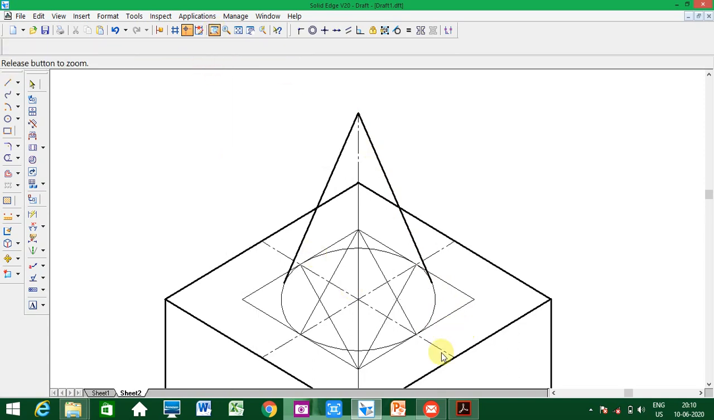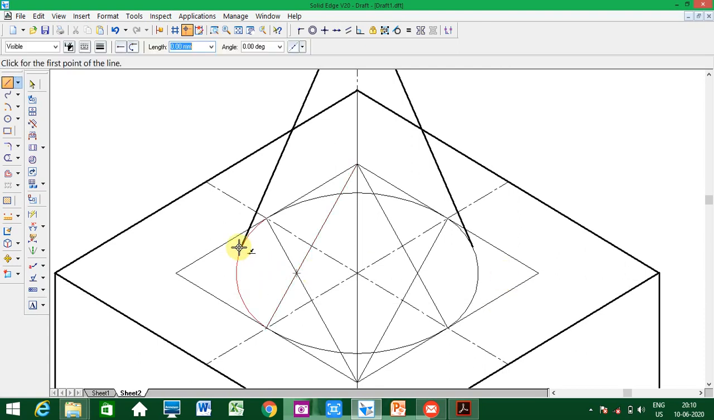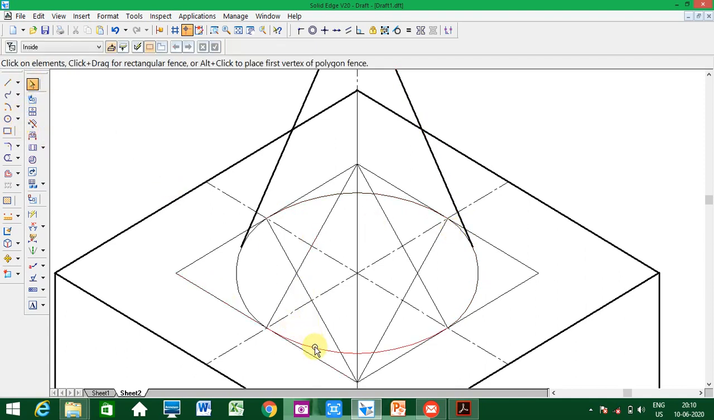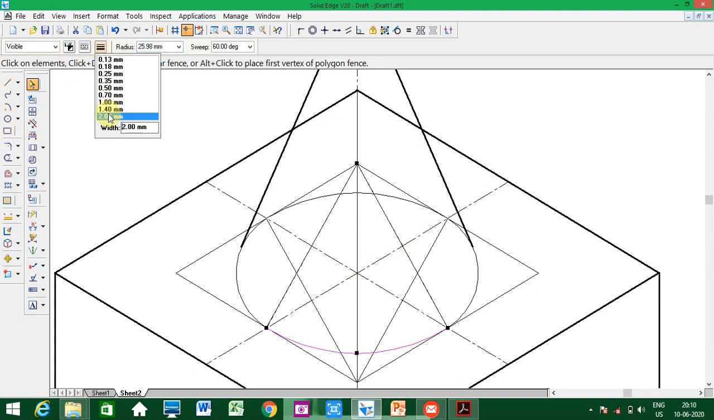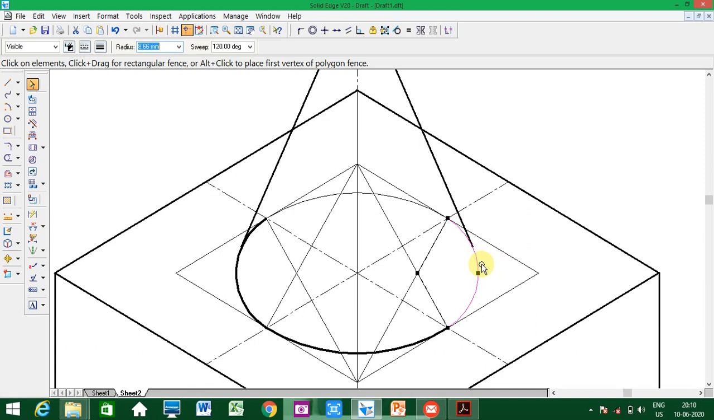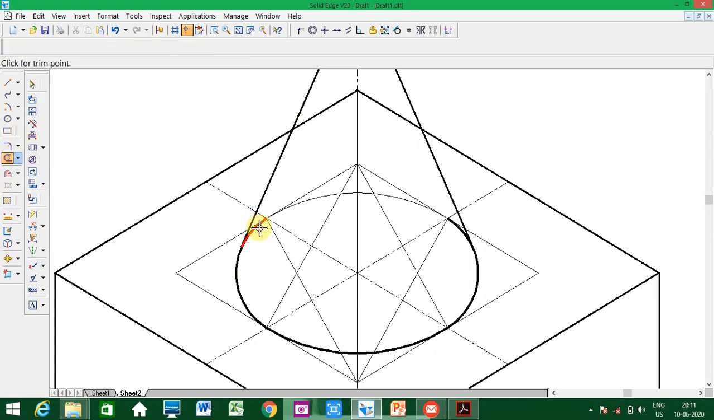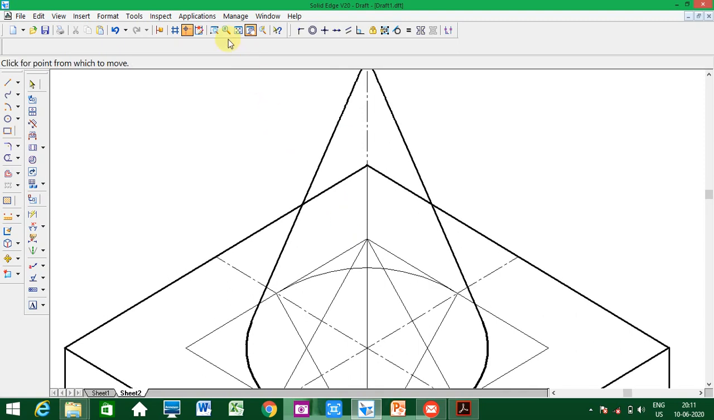Now I zoom here. This portion is the seen portion, and this portion is not seen. Keep it light only, as construction; don't remove it. Now this line you make dark. This line you make dark. This line you make dark. This portion is extra, so you trim it. Trim it. Now this also is not seen. See the outside lines; you can see here in this cone.